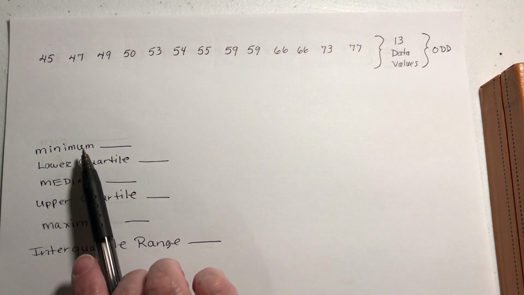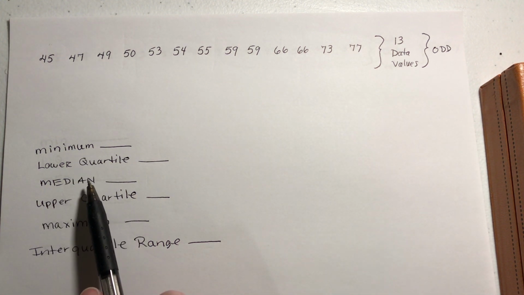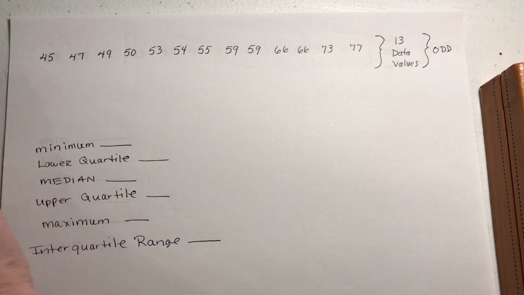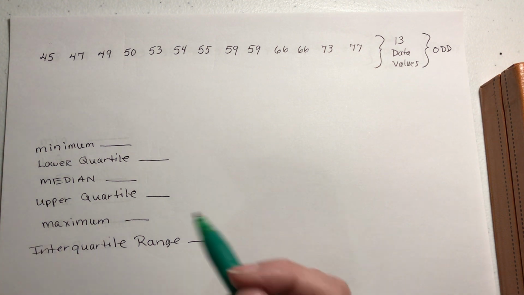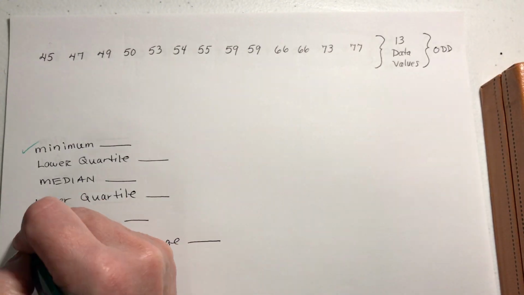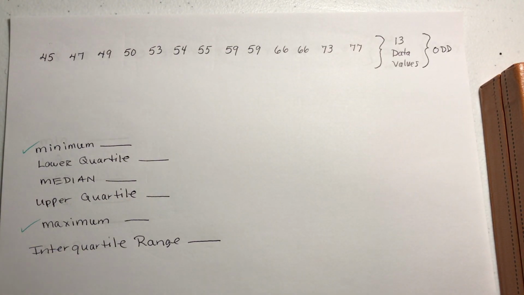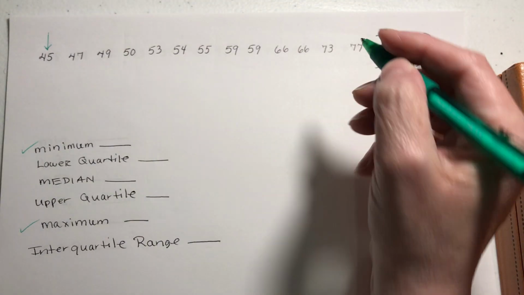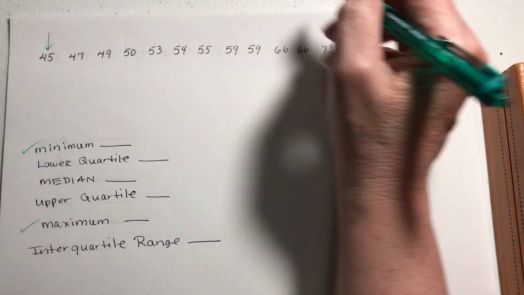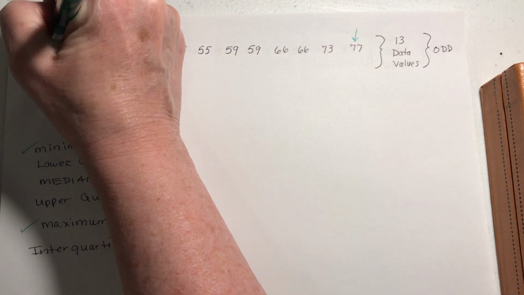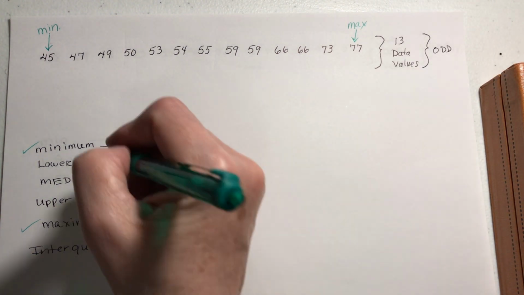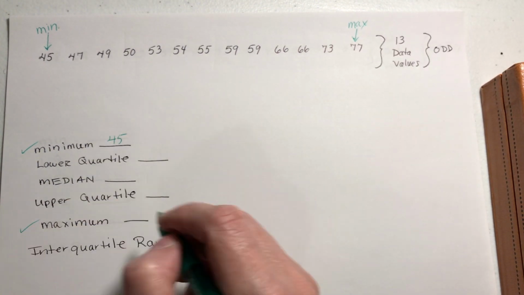Alex asked you to find the minimum, the lower quartile, the median, the upper quartile, the maximum, and the interquartile range. The easiest things to do are the minimums and maximums. That's just your smallest data value and your largest. So my smallest data value was 45 and my largest was 77. So that's my minimum and that's my maximum. So that's easy to figure out.